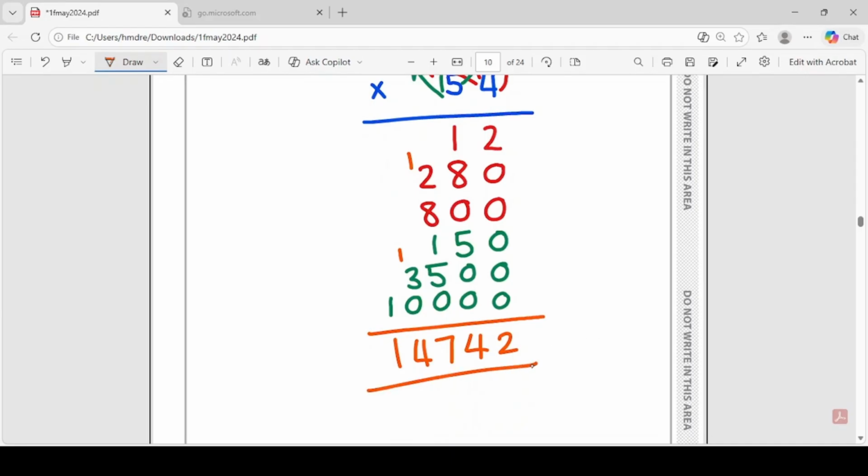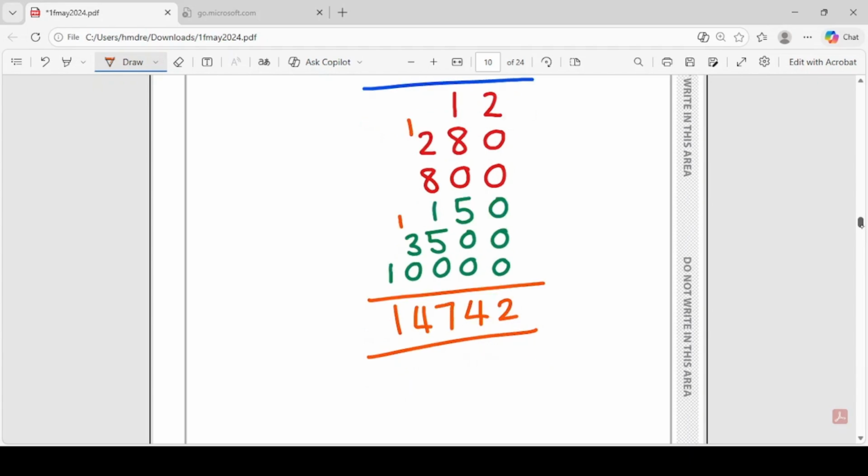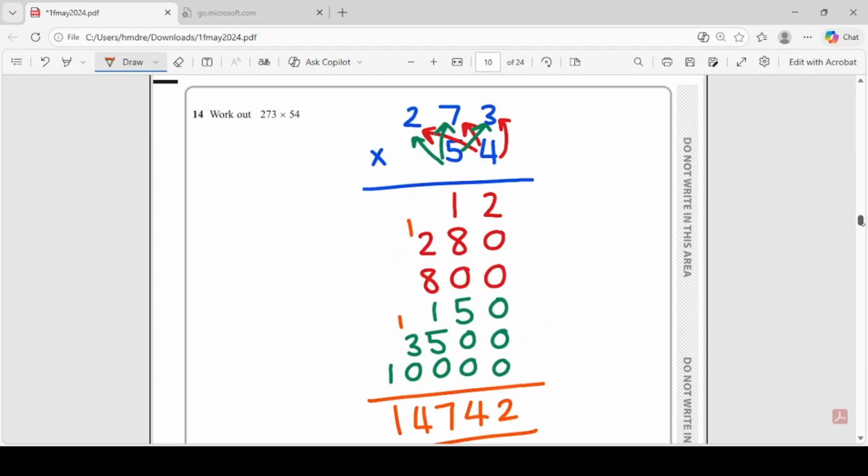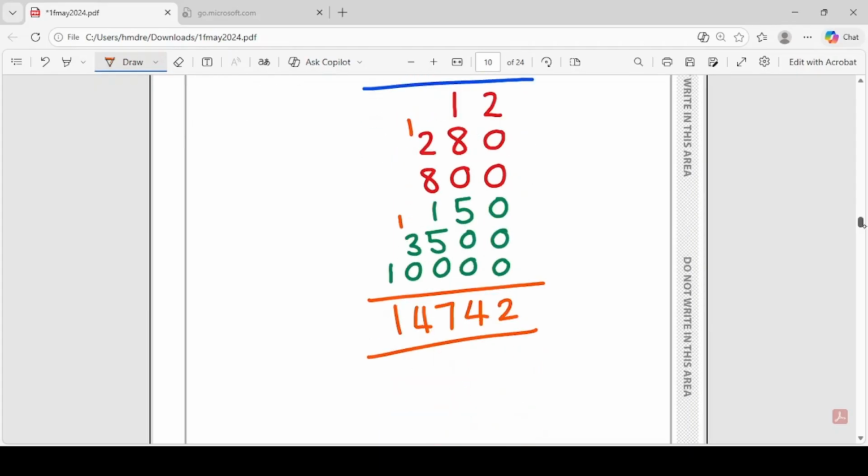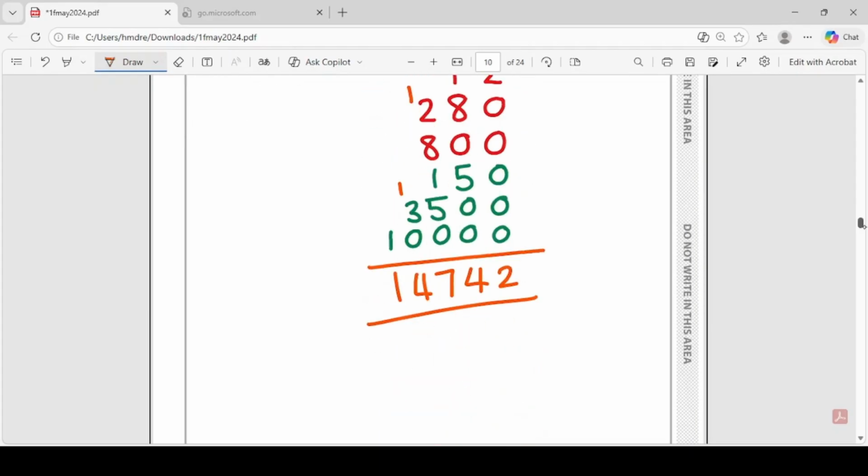And this is then our final answer, 14,742. So as I said, if you've got a different method of working it out, it's no problem. They don't care how you work it out. Just make sure we get that same answer.